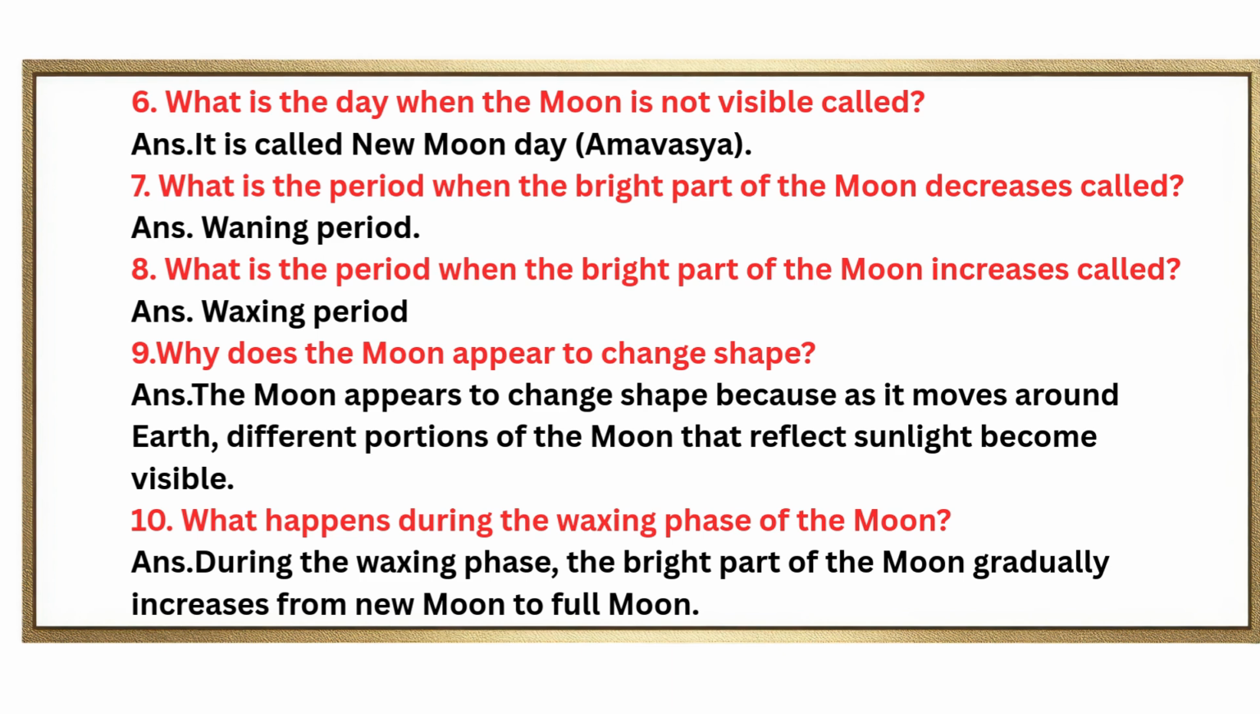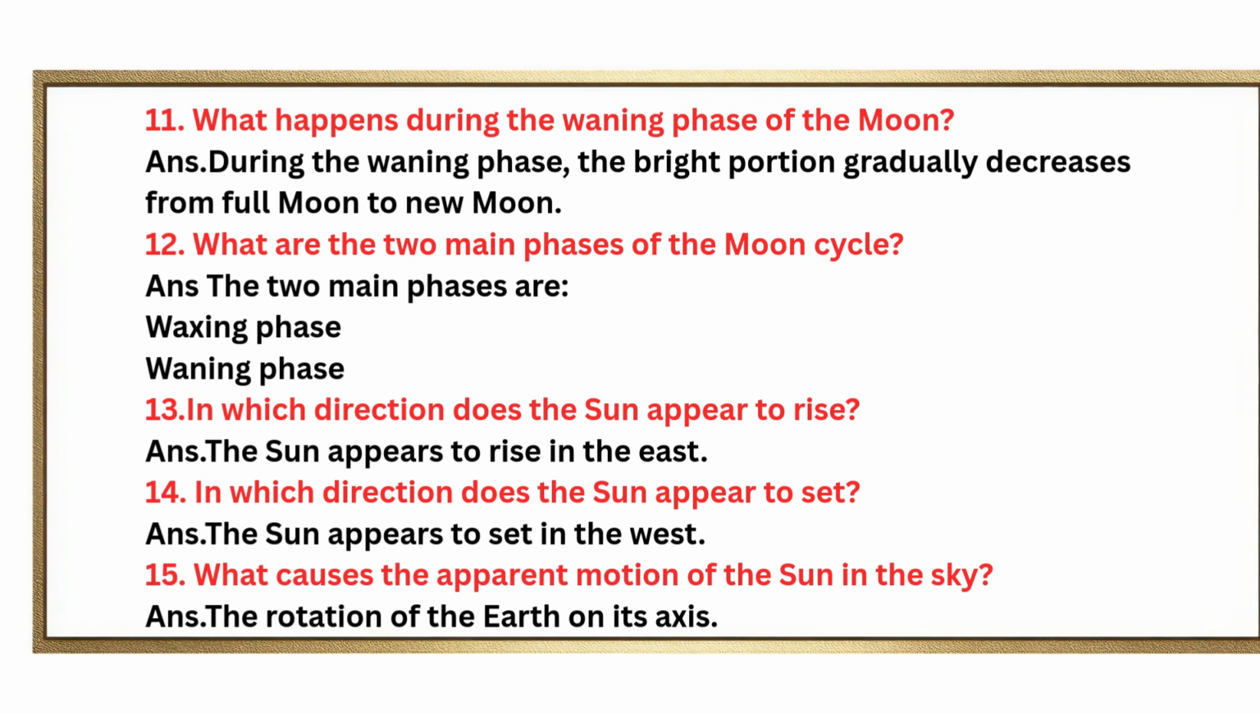Question number 10. What happens during the waxing phase of the moon? Answer. During the waxing phase, the bright part of the moon gradually increases from new moon to full moon. Question number 11. What happens during the waning phase of the moon? Answer. During the waning phase, the bright portion gradually decreases from full moon to new moon. Question number 12. What are the two main phases of the moon cycle? Answer. The two main phases are, one is waxing phase, next one is waning phase.